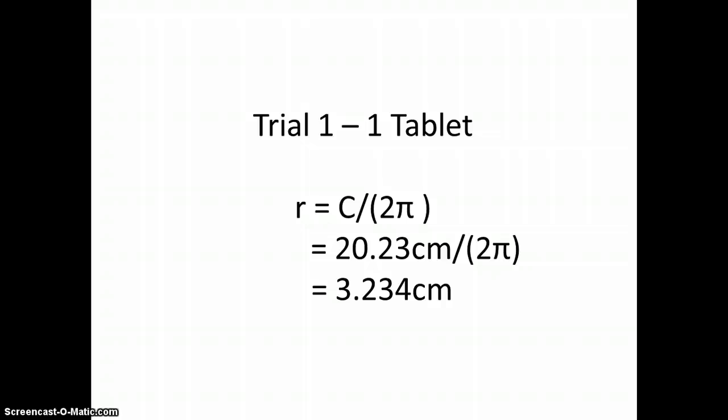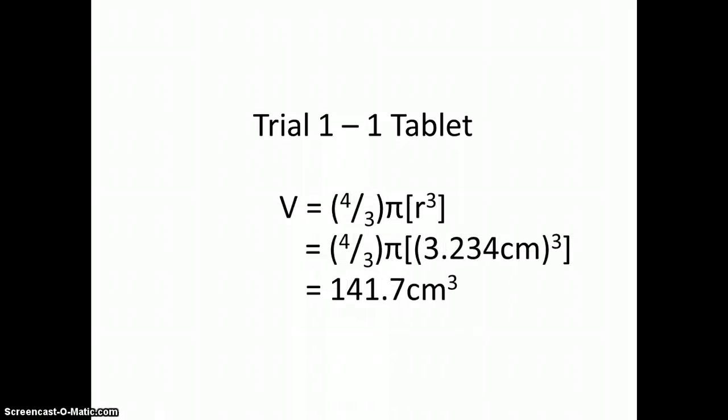For example, on trial 1, we used one antacid tablet. Before you can calculate the volume, you have to calculate the radius of the balloon. To do so, you have the formula radius equals circumference divided by 2 pi. My make-believe circumference is 20.23 centimeters divided by 2 pi gives me a radius of 3.234 centimeters.